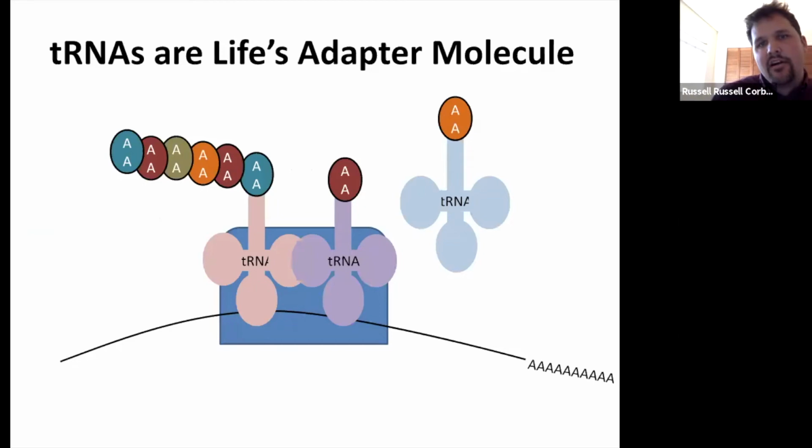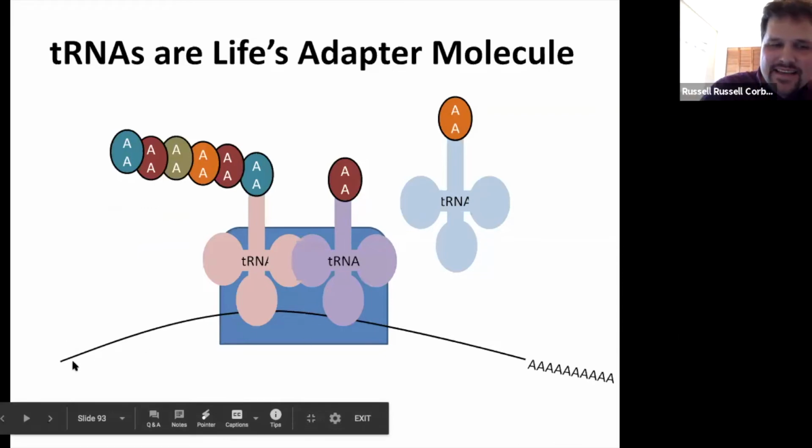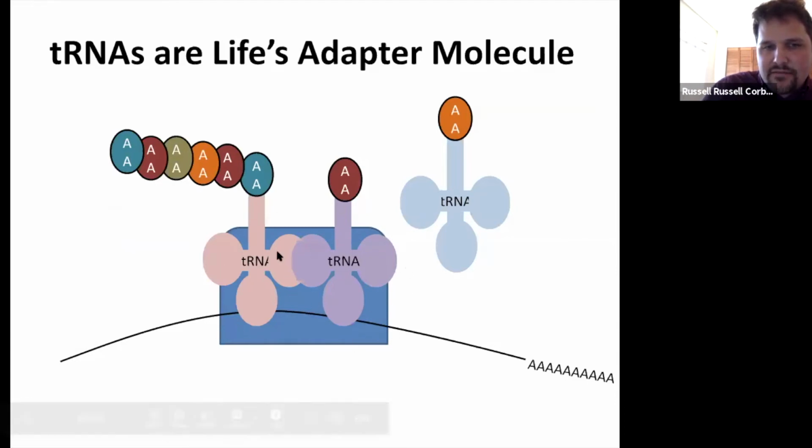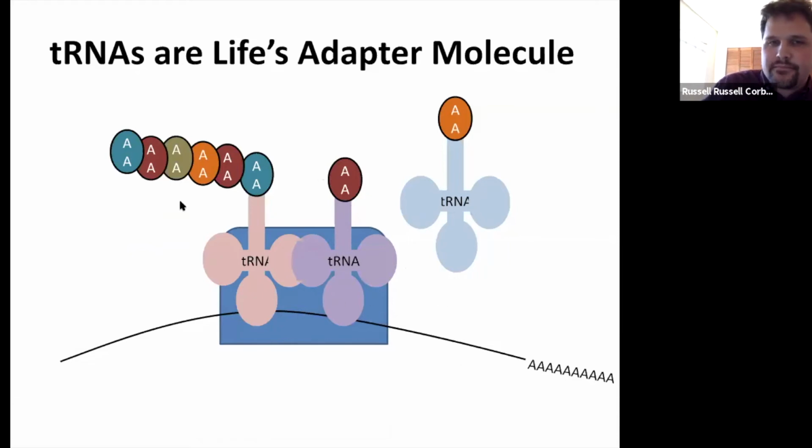tRNA genes are life's adapter molecule. I'm not a great artist, obviously, so bear with me and just try to follow this image. If we imagine that this line along here with the poly A tail is a messenger RNA, and that messenger RNA is being translated by this ribosomal complex shown in blue, which is itself shepherding in these tRNAs and attaching their corresponding amino acids to the growing peptide chain, that's basically translation. So they're an adapter molecule. They go from RNA to protein.